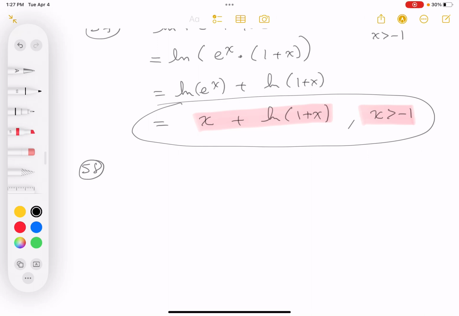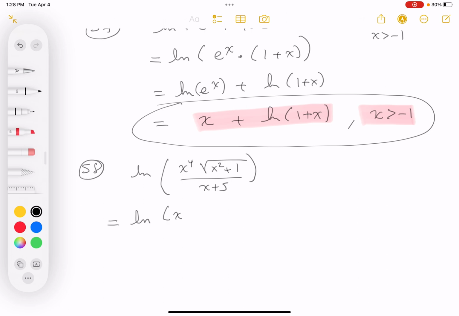Okay, I'm on 58. Let's write this down. So it's natural log of x to the fourth power, and then I see a root, x squared plus 1 over x plus 5. Well, let's go through it. The first thing I'll do is, I realize I got a product and a division, and just using rules of logs, I want to do that first.